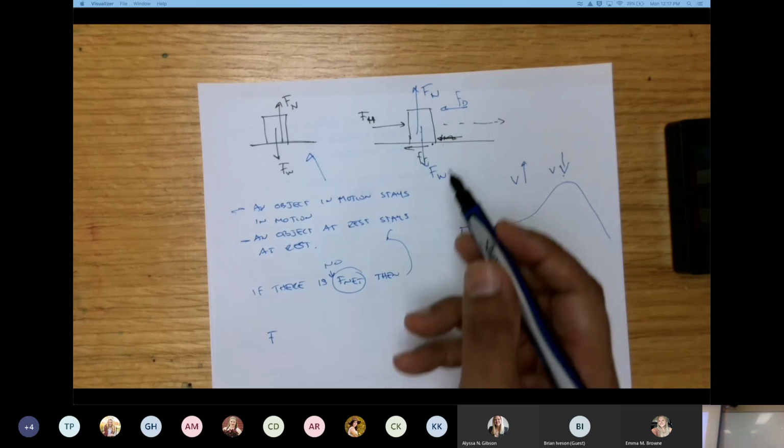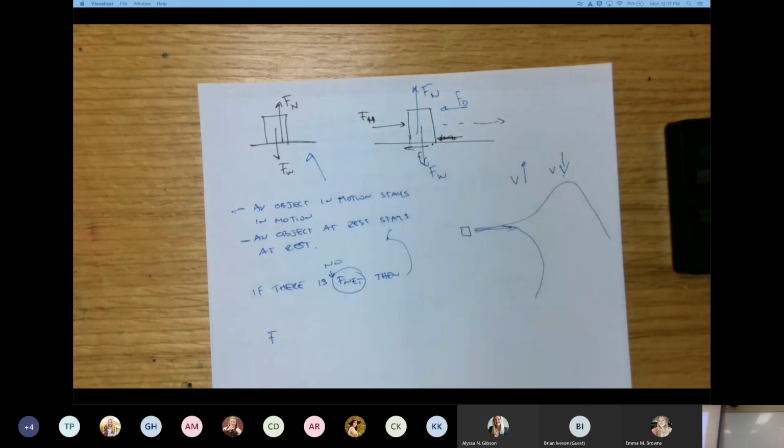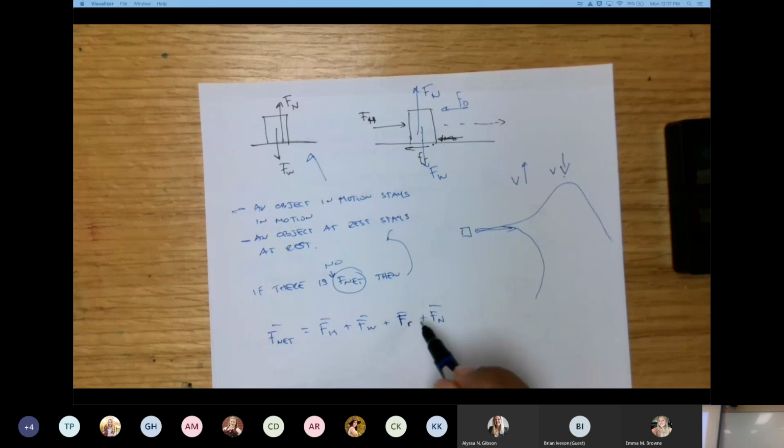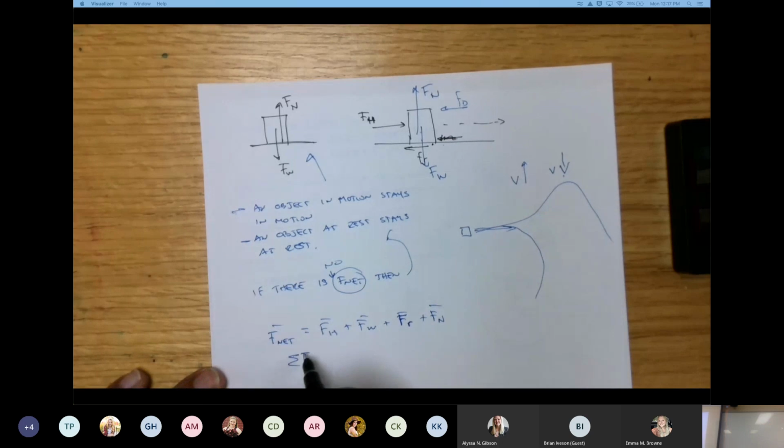So in our example of the book that is being pushed, the net force is going to be the force of the hand plus the weight plus friction plus the normal force. Sometimes you see it as a summation of forces. So the summation of all the forces is going to be equal to the net force.